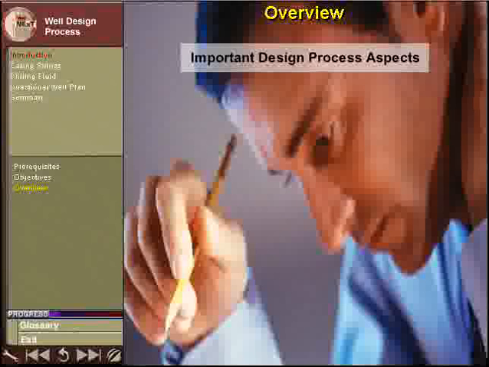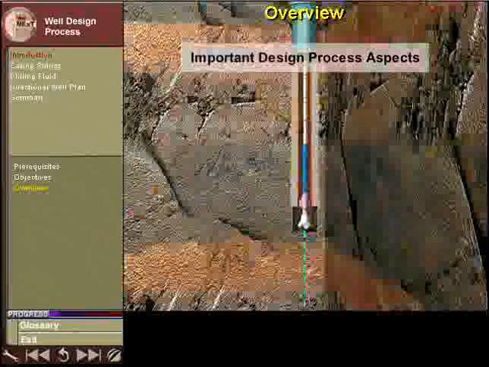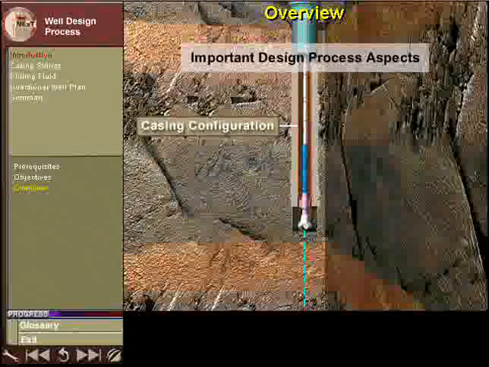Three important aspects of the well that are planned during the design process are the configuration of the casing, the steel pipe which lines the well, the drilling fluid, a liquid that helps keep the well clean and prevents the well from flowing during drilling, and the direction in which the well is drilled. This module will cover each of these three factors in detail.